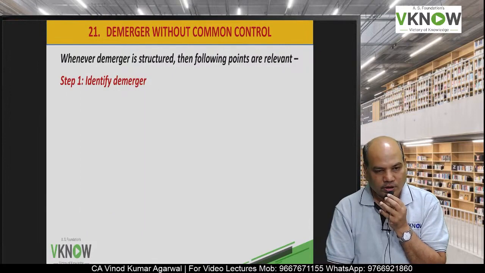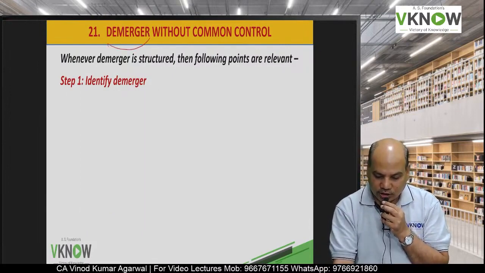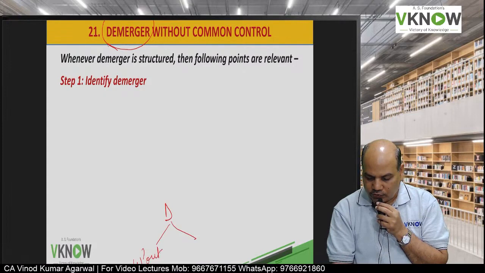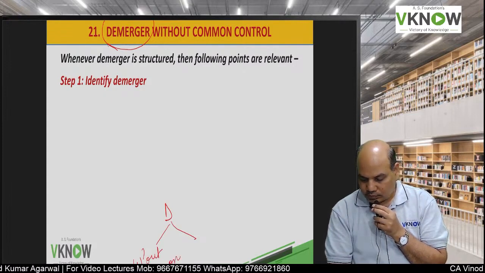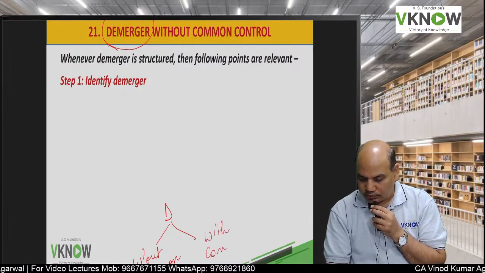So this was about business combination accounting. Now we'll come to demerger accounting. Demerger problems are of two types. One is without common control and one is with common control.